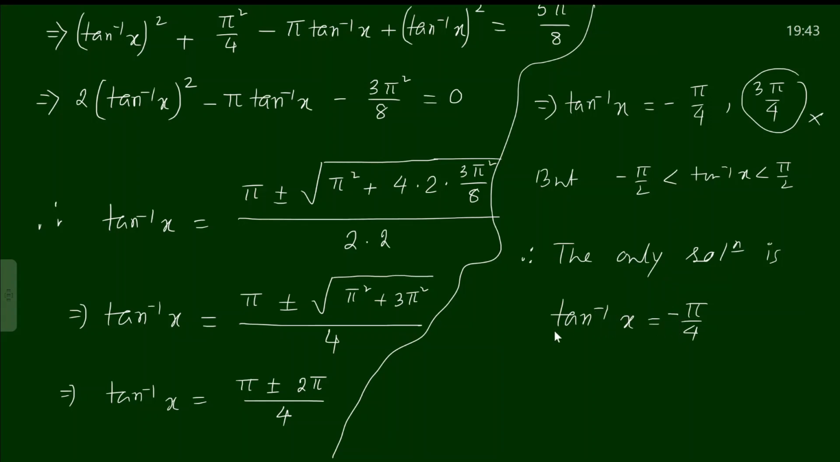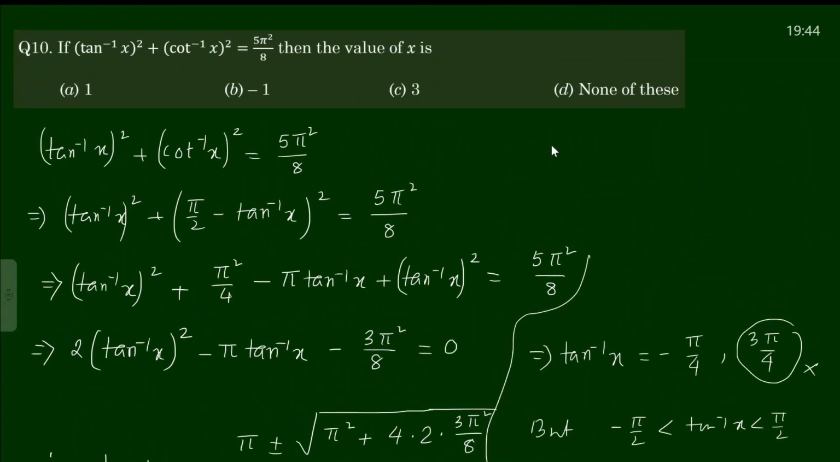Our question was what is x? So it implies x is equal to minus 1 only. So that is the solution. So option number, you see the option minus 1, B. Option number B is the correct answer.